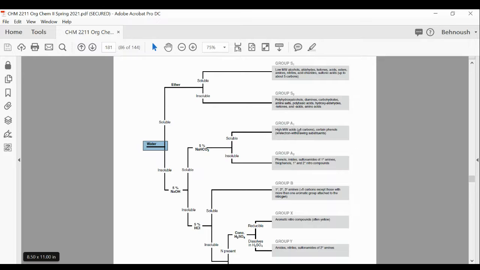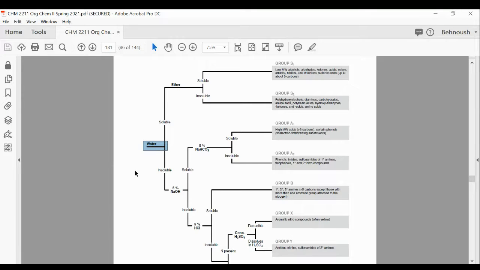Let's say you have a carboxylic acid, would it dissolve in HCl? No, a carboxylic acid is not going to dissolve in HCl because it's acid in acid. But a carboxylic acid dissolves in sodium hydroxide, which is a strong base.